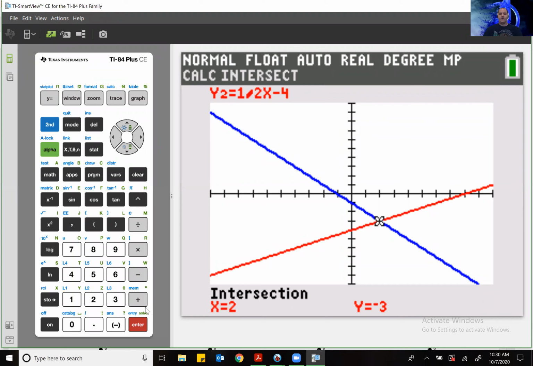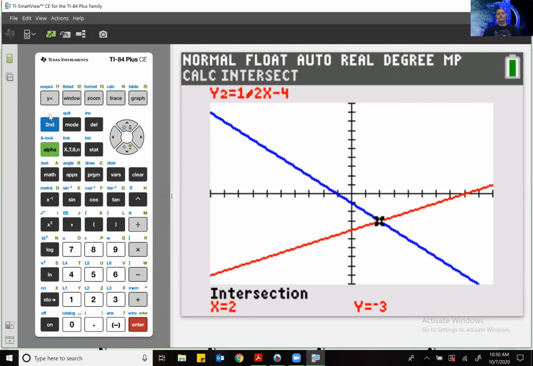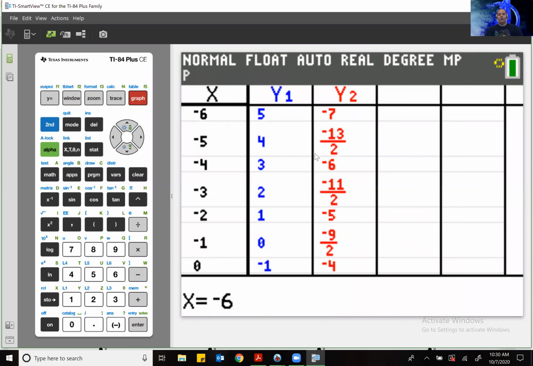Okay. Now, Lamar, you said that we can go somewhere and check all the points. Where can I go to look at all the points for these? It's a 2-button push. What are we going to push? Is it alpha trace? Not alpha trace, but close. Second and graph. Oh my gosh, you're so good. Yeah, second and graph because you want the table.